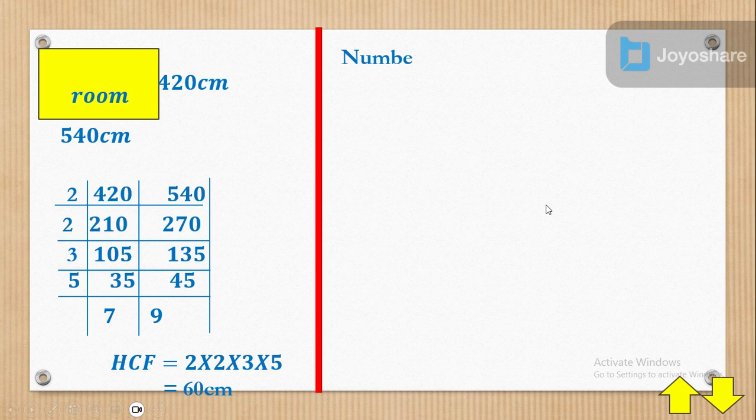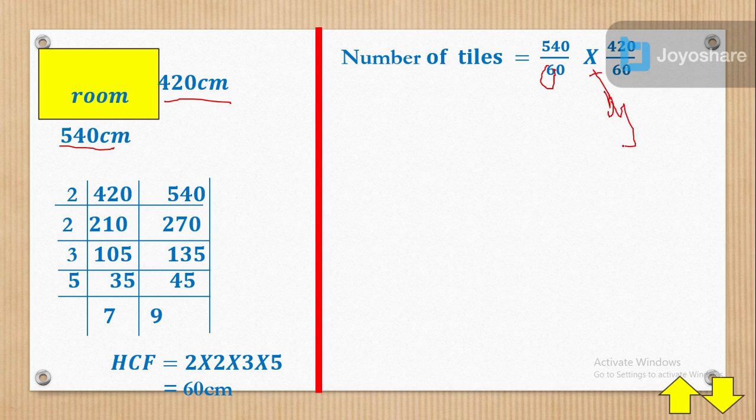So we want to see now the number of tiles. The number of tiles, we shall say. So now, for the number of tiles, what you do is you get every number here, every digit. This one divided by the highest common factor, this one divided by the highest common factor, and that is it. 520 divided by 60. Now this one is "by", not times. Please, read it as "by".